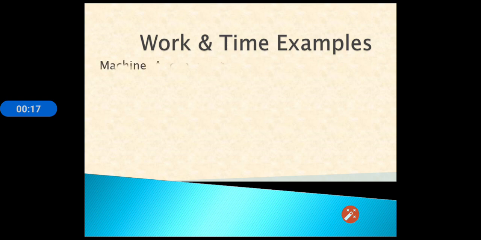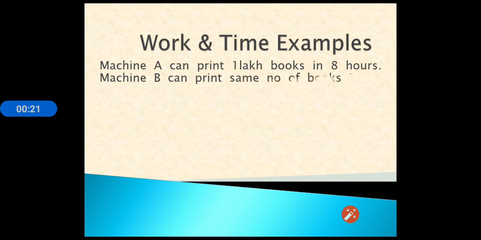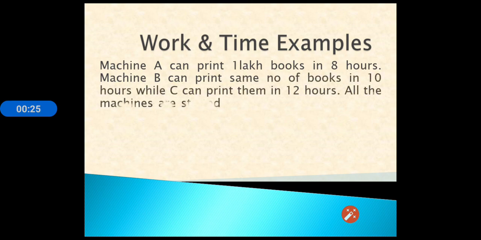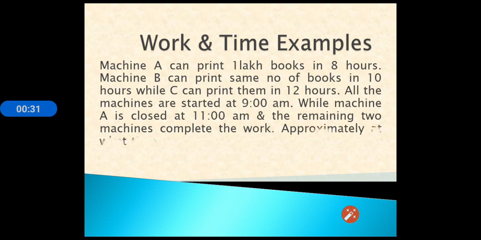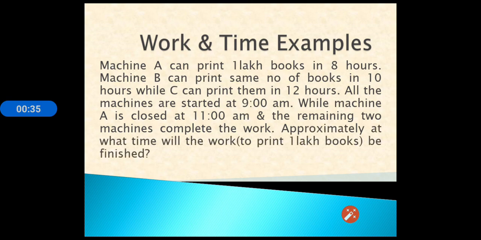The numerical reads as: machine A can print 1 lakh books in 8 hours. Machine B can print the same number of books in 10 hours, while C can print them in 12 hours. All the machines are started at 9 am. While machine A is closed at 11 am, the remaining two machines complete the work.